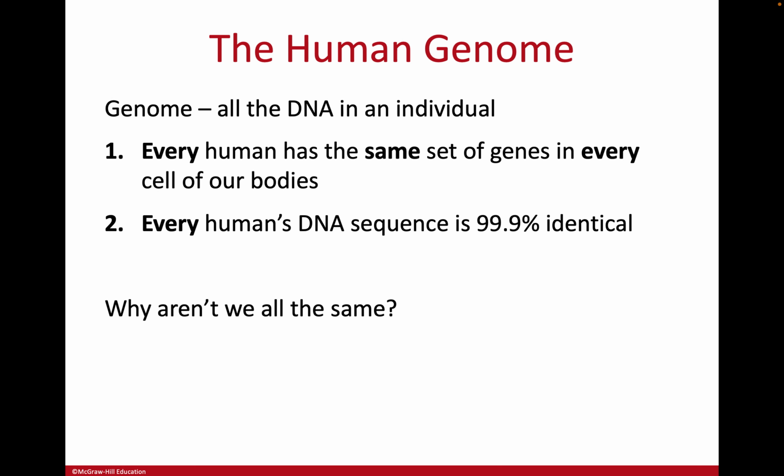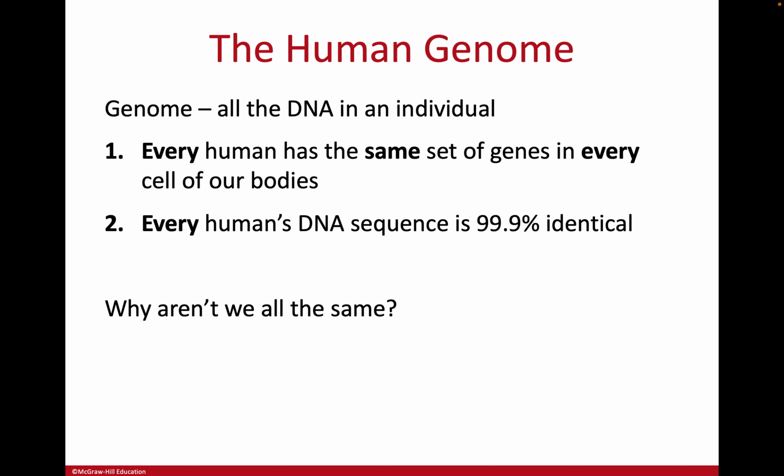The human genome, or all the DNA in an individual, is actually very, very similar between every single human on the planet. 99.9% of our DNA is exactly the same. That means the ATCG sequence is the same. And in every cell of each individual's body, we have the same set of genes, which is really interesting, right? You have the same DNA in your eye that you have in your liver, that you have in your skin, that you have in your heart. So it's the same DNA all over.